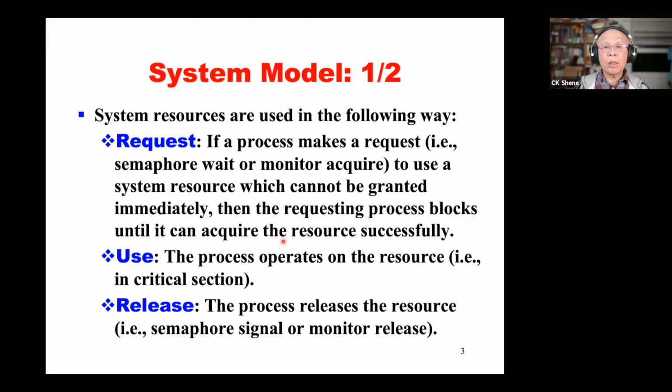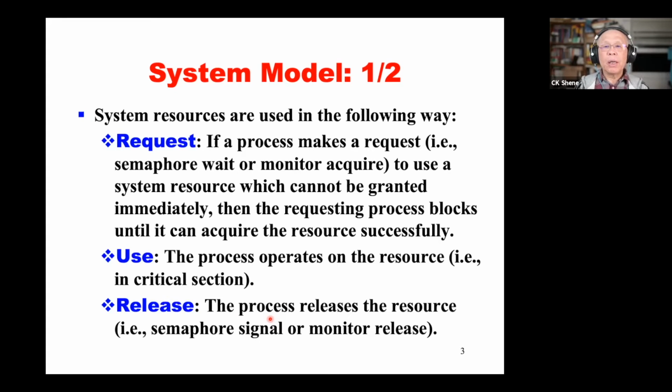If it is successful, then you get the resource. Otherwise, the requesting process is blocked until the resource can be granted for use. Then, after getting the resource, we can use it. Normally, this resource is used in a mutually exclusive way. And finally, after using it, the process releases the resource, for example, a semaphore signal or a monitor release.